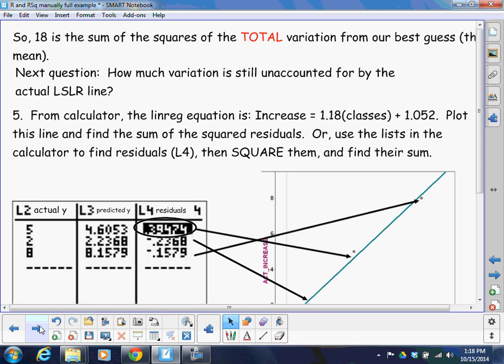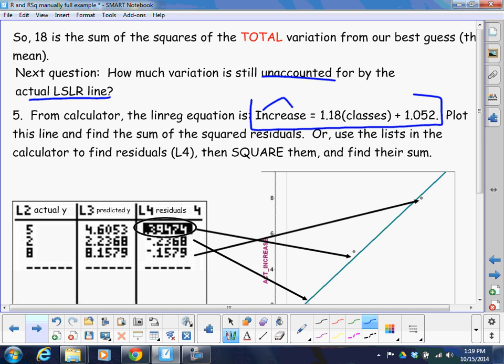So that's going to be our next step. Okay, so again, to summarize up here, 18 is going to be the sum of the total variation from the mean. So how much is still unaccounted for by the actual line, if we actually did the linear regression? What I did, I went into the calculator, I had my data in L1 and L2, and I came up with this equation, basically the predicted increase. Okay, so increase with the hat on it is 1.18 times the classes plus 1.052.